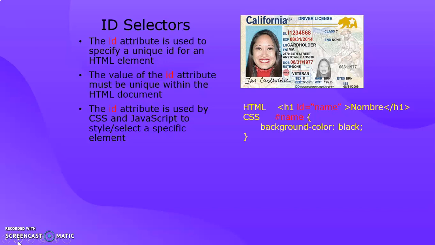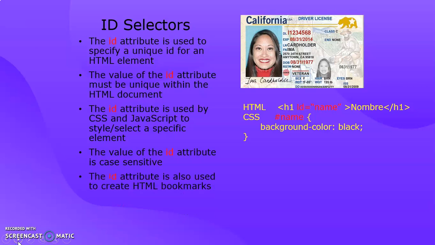To invoke this ID in CSS, I must write the hashtag sign followed by the same name or value of the ID. Then it would look like this: hashtag name. I open a bracket, and within the brackets are the styles you want to place, and close the bracket. The ID identifiers are case sensitive. For this reason, we must write them the same in both HTML and CSS, because otherwise the style will not be applied.